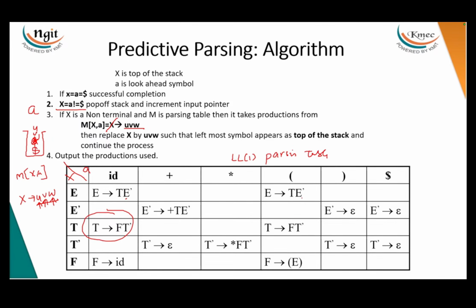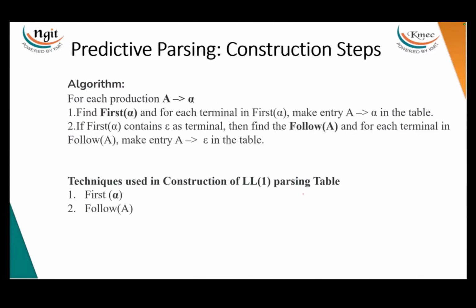To construct this table for the grammar, we have to follow this algorithm. For each production A tends to alpha, find first of alpha, and for each terminal in first of alpha make an entry A tends to alpha. Of course you are not getting it. Let me tell you that to construct this table we need two techniques: one is first of alpha and another is follow of A.